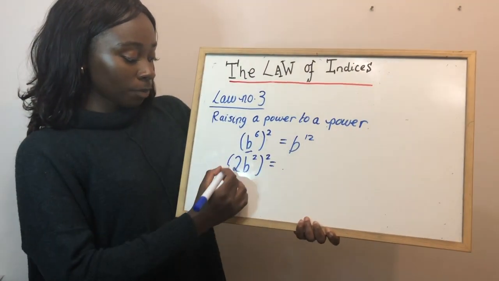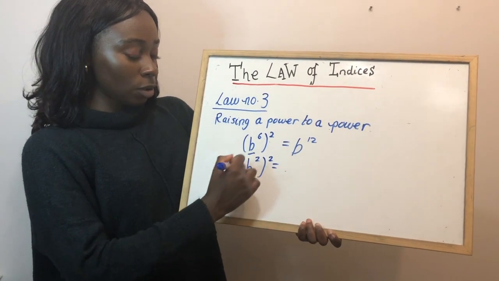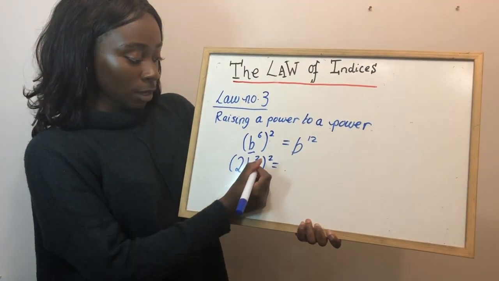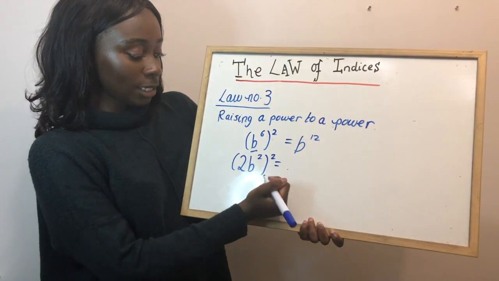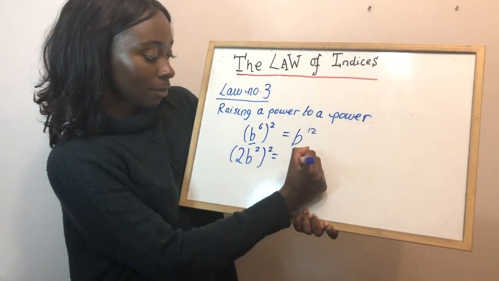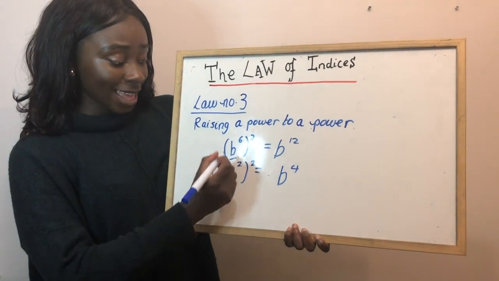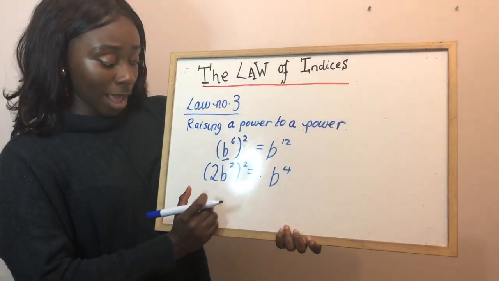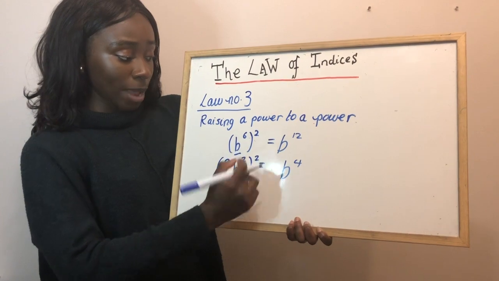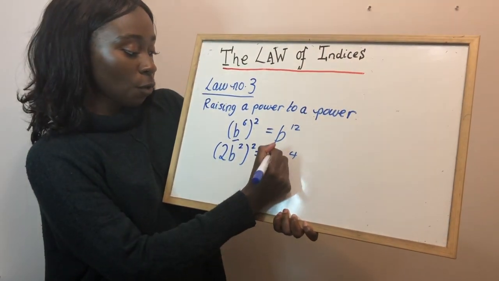For this example, we've got 2b to the power 2, all raised to the power 2 again. So we times the indices, which is 4, so you've got b to the power 4. However, because we also have a 2 in the brackets, that also needs to be raised to the power 2. So you've got 2 raised to the power 2, which equals 4.